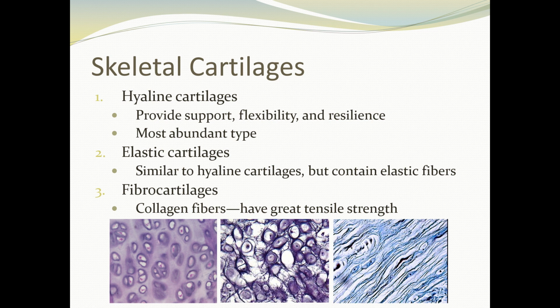Hyaline cartilage provides support, flexibility, and resilience. It is the most abundant type of cartilage. When we talk about most of the cartilage in this chapter, we'll be referring to hyaline cartilage. Elastic cartilage is similar to hyaline cartilage, but it contains elastic fibers. This allows it to bend. You find elastic cartilage in the earlobes and also the epiglottis.